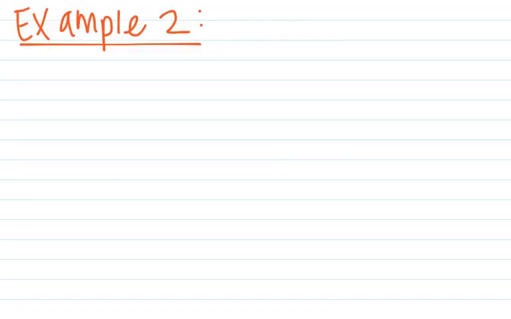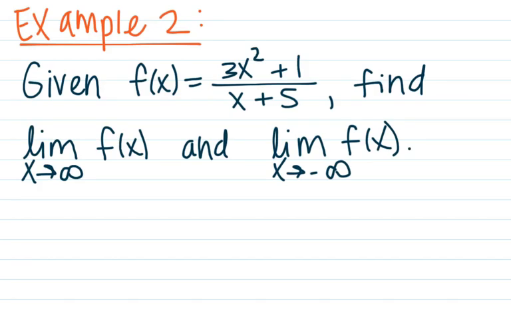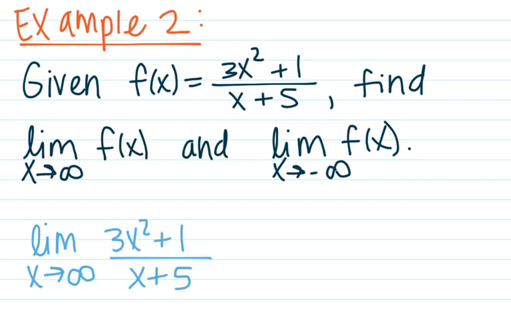On to example 2. Given the function f of x equals (3x squared plus 1) over (x plus 5), find the limit as, again, x approaches positive infinity and the limit as x approaches negative infinity of this function. So let's start with the positive infinity limit first. Actually, let's write the function here. And again, we're going to ask ourselves that same question about the numerator and the denominator.